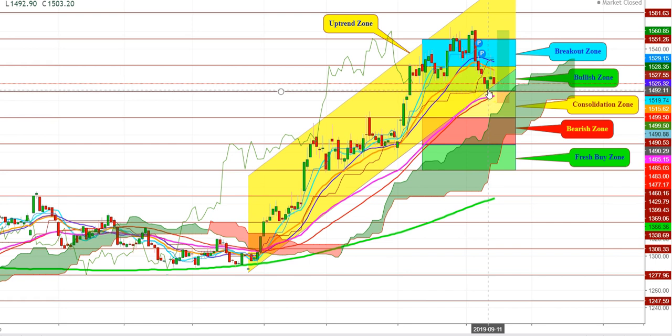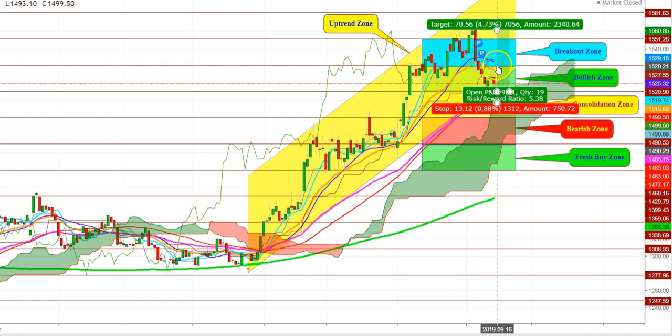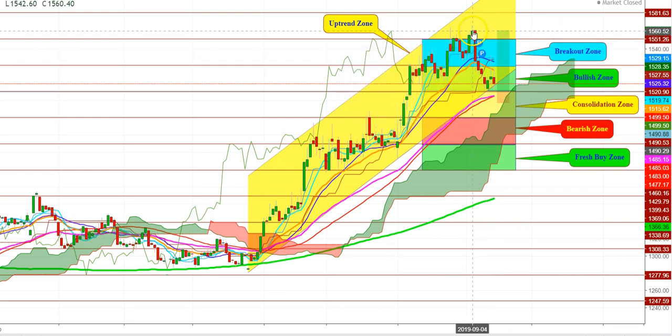Friends, this is a daily chart of gold futures. We have constructed an uptrend zone for gold futures which I have divided into different decisive zones. So this is my breakout zone which the gold futures attempted to break out of on September 4th and touched the highs of $1565 before coming downward, and this is my bullish zone which starts from the levels of $1489 up to 1515.